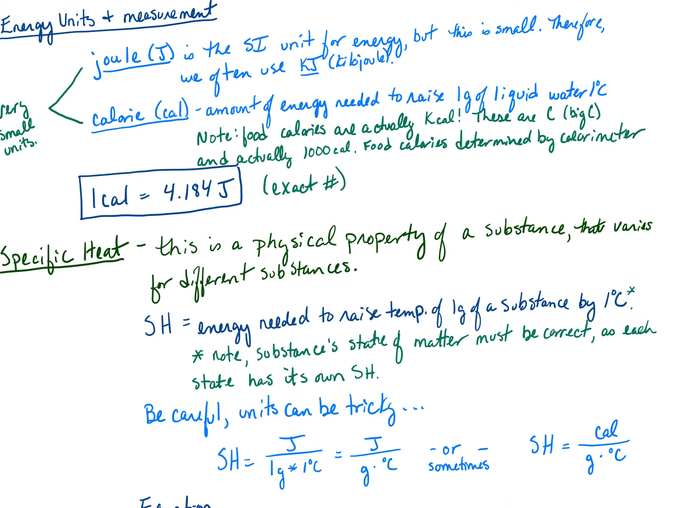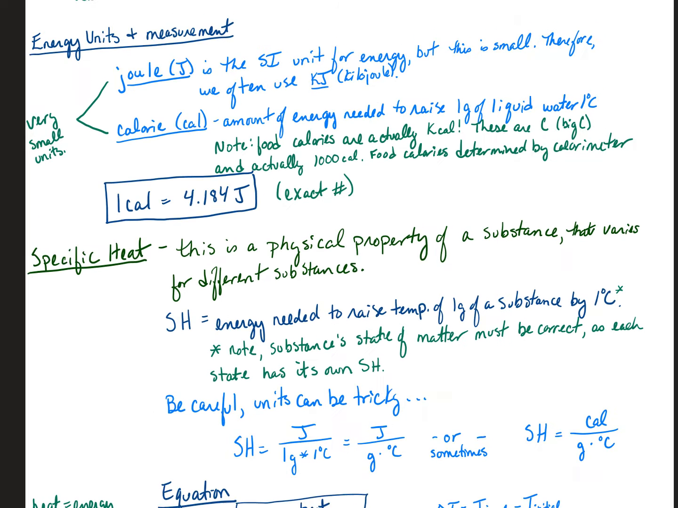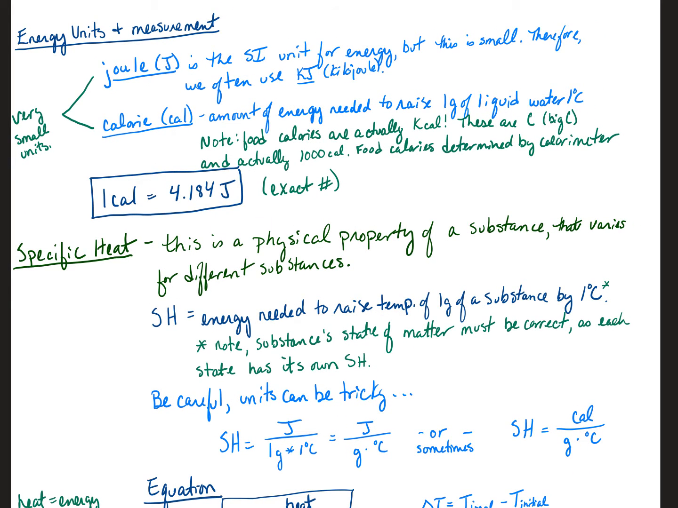Okay. So when it comes to measuring energy, there's two major types of units that we use. The first is referred to as a joule. This is a capital J. This is the SI unit for energy, but it's kind of really tiny. So we often use the term kilojoule.